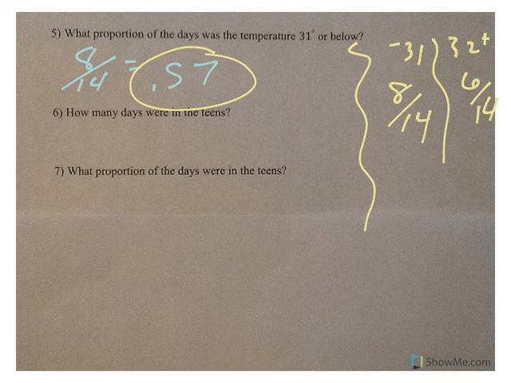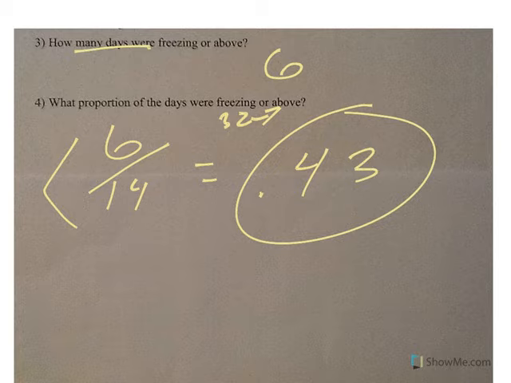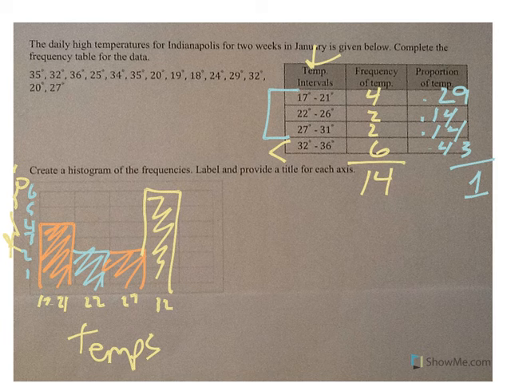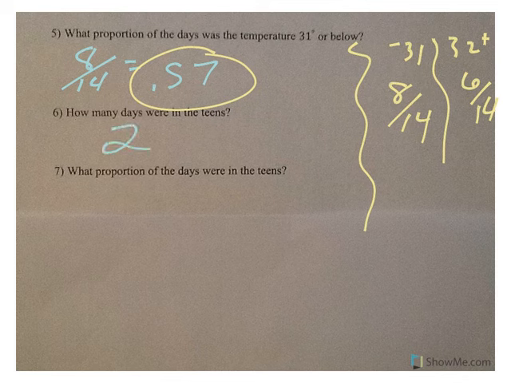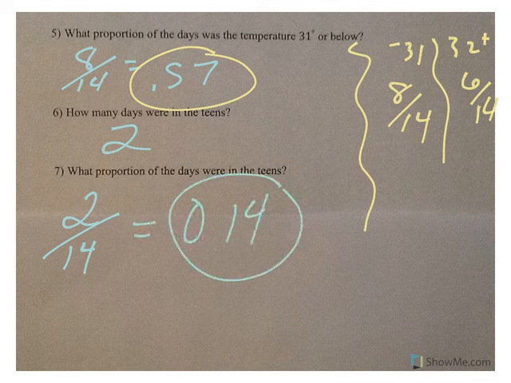Now, in number 6, it says, how many days were in the teens? Well, if you look at our table, we can't just use our table because this first spot here has 20 and 21, and those are not teens. So I got to go back to my data set and say, there's 19, there's 18. So I have 2 days in the teens, and when I go to the proportion of that, I take 2 out of 14 for a 0.14 is the proportion of days that were in my teens.